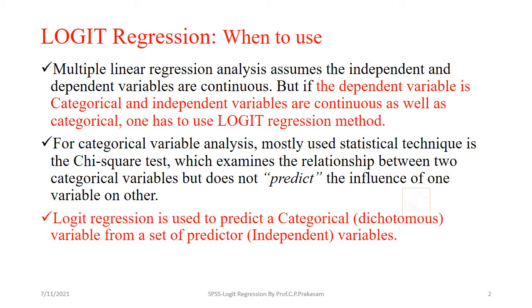But chi-square does not explain the relation between two categorical variables, and it does not predict the influence of one on another. Therefore, we have to use logit regression to predict categorical variables, that is dichotomous variables, from a set of predictor or independent variables.